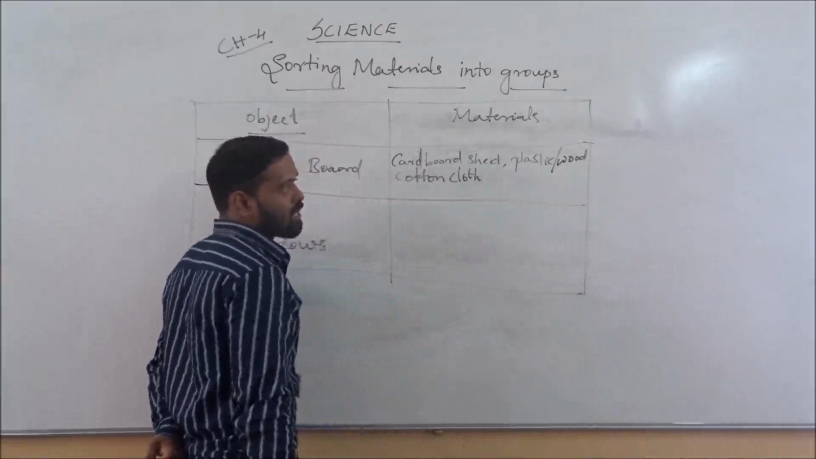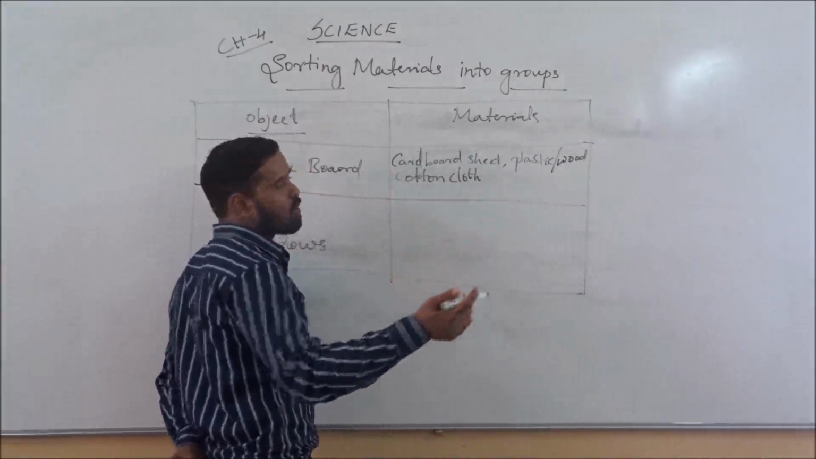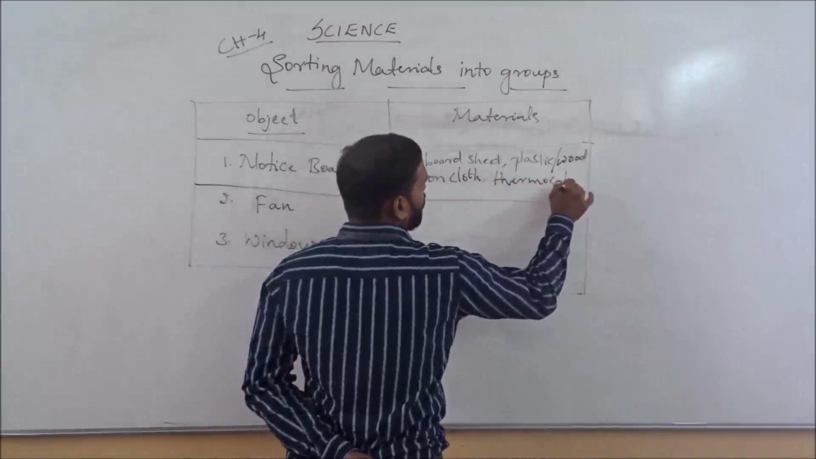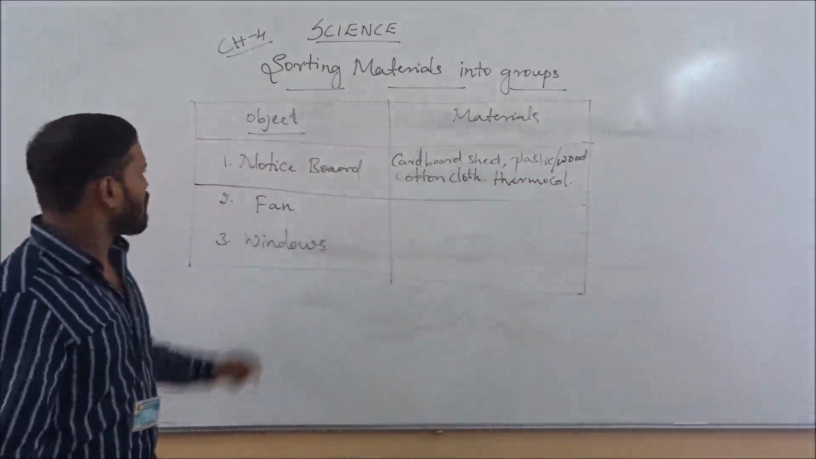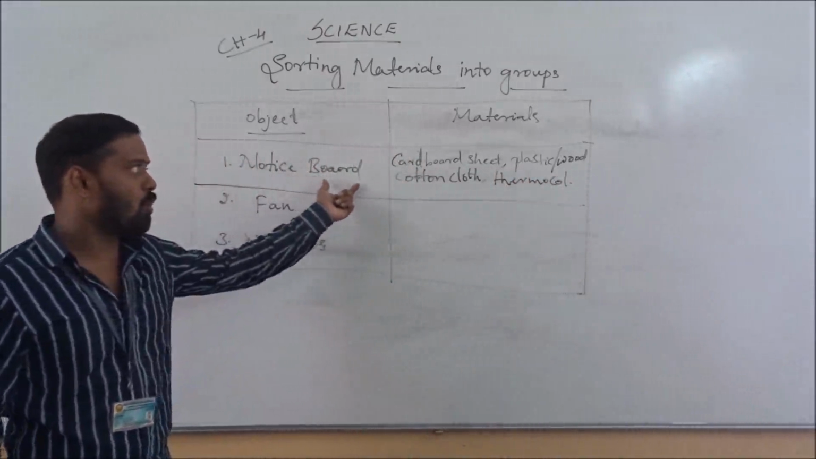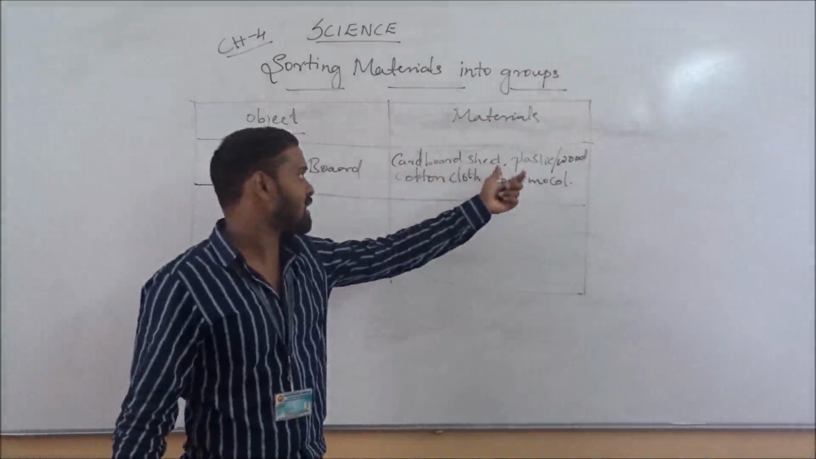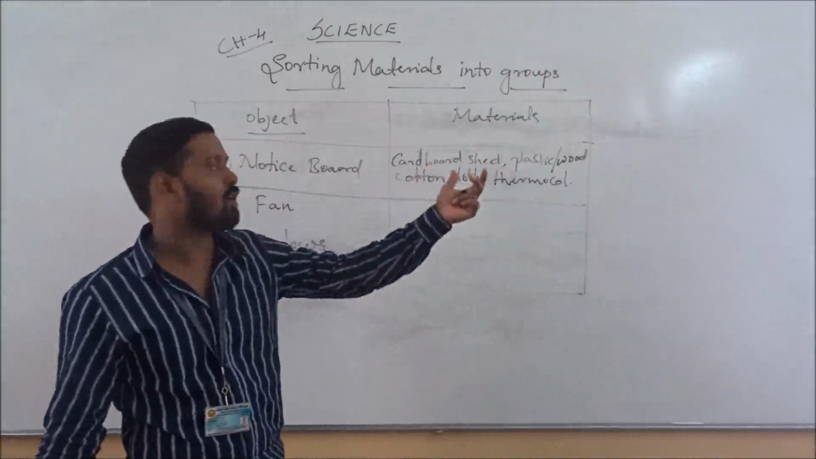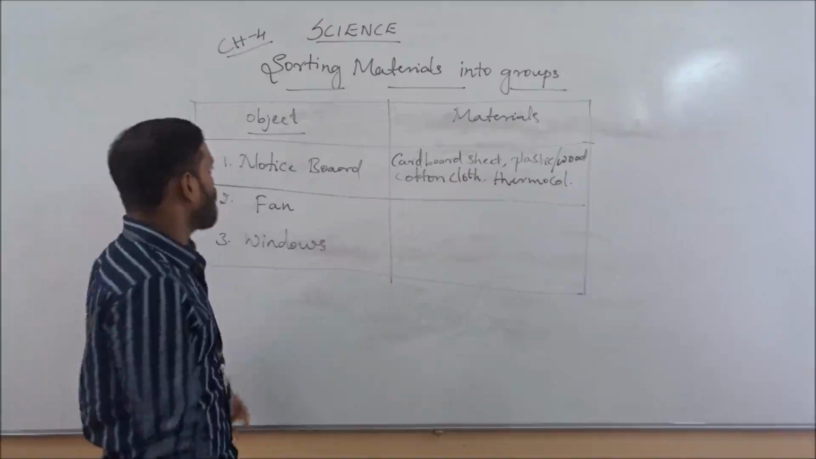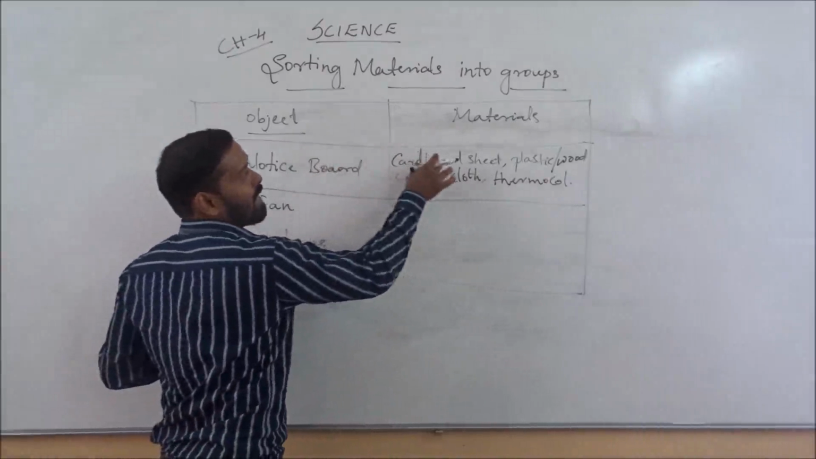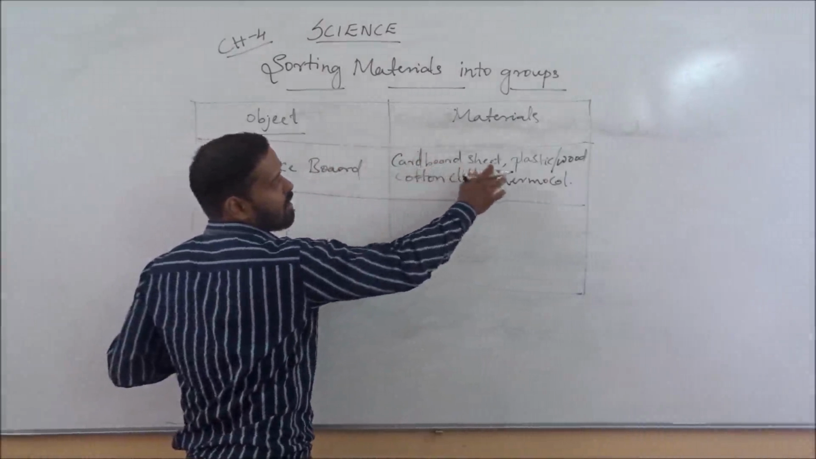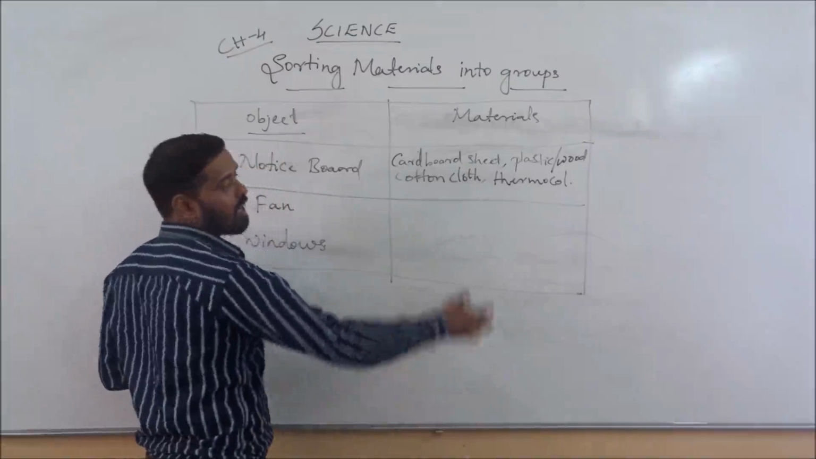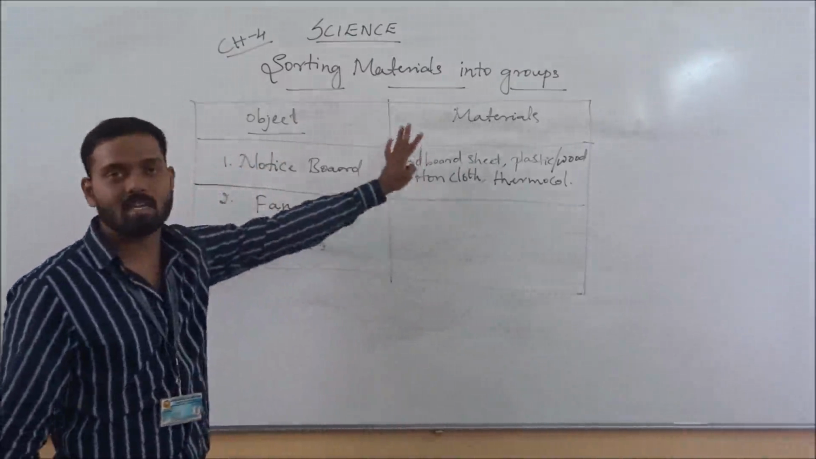Then plastic or wood, and some people also use thermocol. So if you make a simple notice board, it requires a cardboard sheet, plastic or wood, cotton cloth and thermocol. This is sufficient. Any notice board we can commonly identify this way. So this notice board is made of cardboard as a material, plastic is a material, wood is also a material, cotton is also a material, and thermocol also. So these are the materials used.